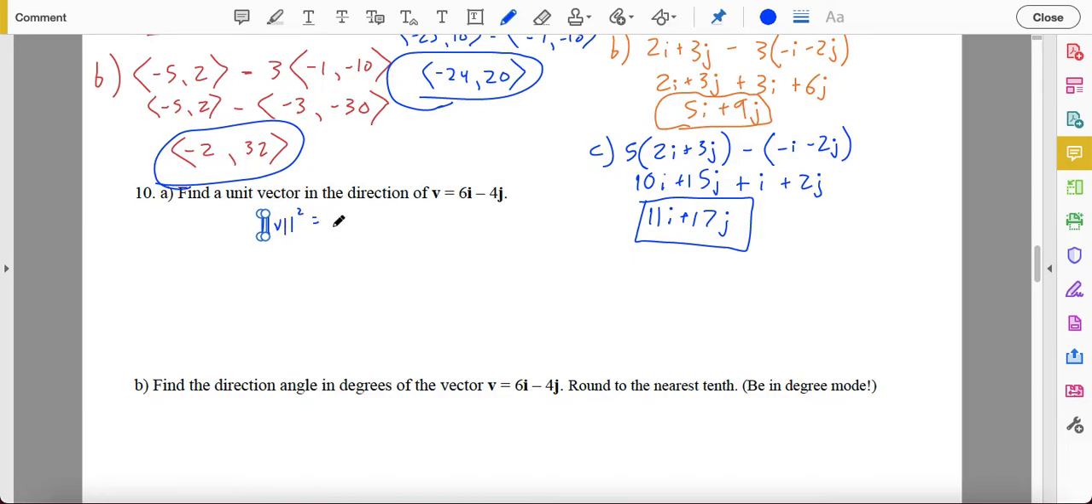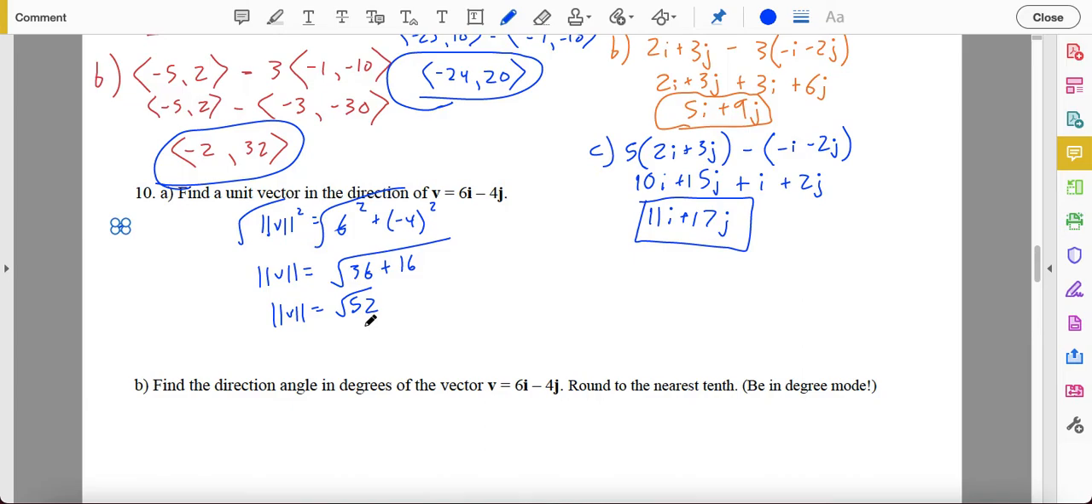So magnitude squared equals 6 squared plus negative 4 squared. If we square root this, we can say the magnitude of vector v equals the square root of 36 plus 16. So that'd be the square root of 52. Okay, so square root of 52, let's go ahead and reduce that. We've got 4 times 13, so square root of 4 times the square root of 13, so that makes it 2 root 13. So that's the magnitude of vector v, 2 root 13.